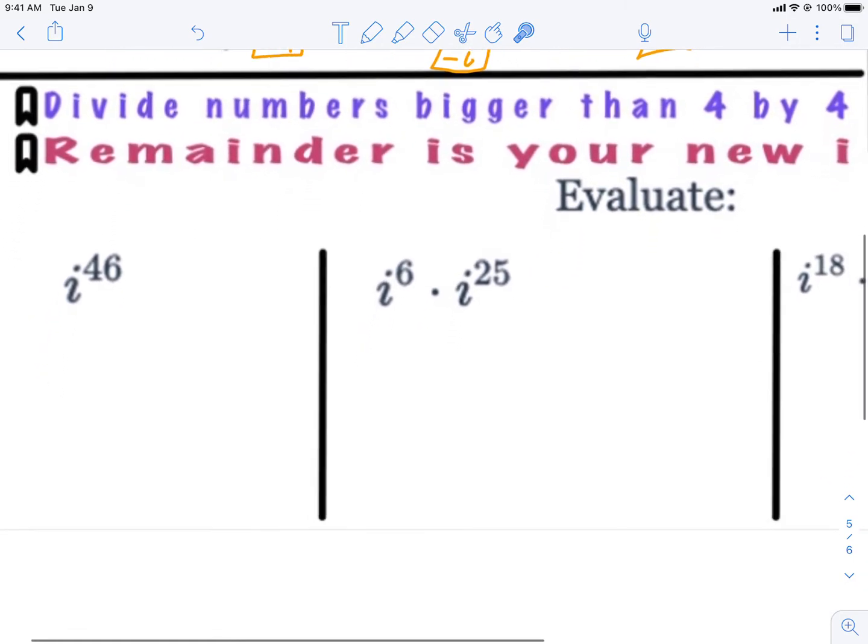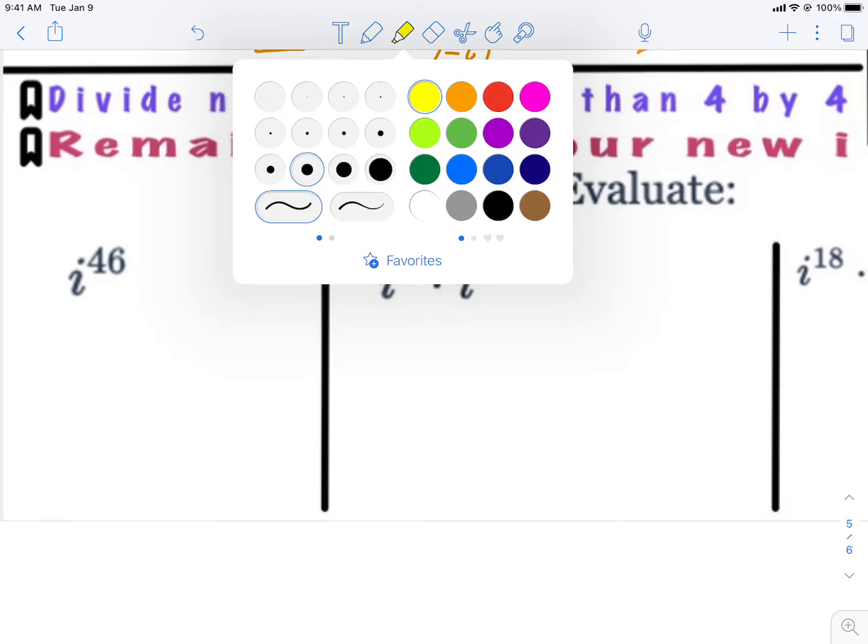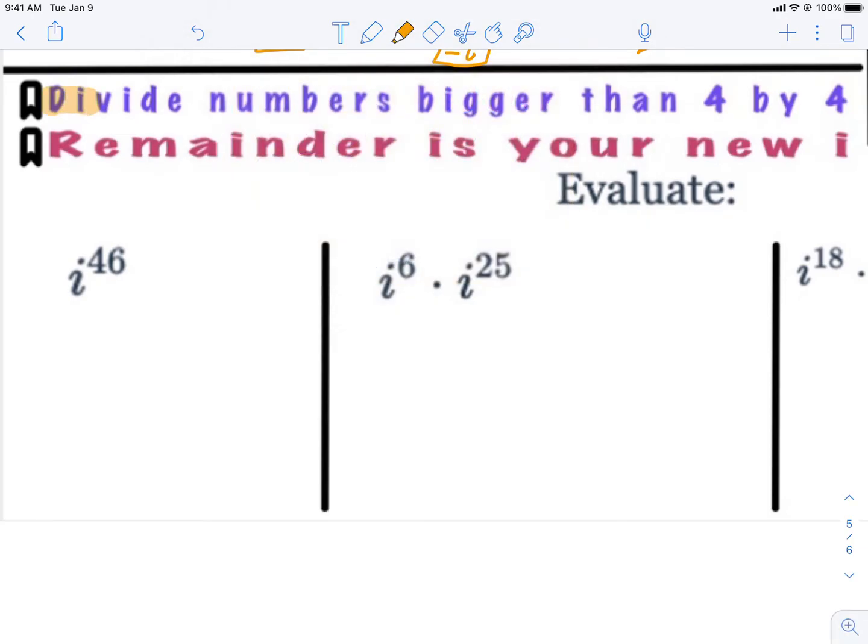So, our first part of these notes here says divide numbers bigger than 4 by 4. You'll understand what I mean about that in a second. Okay. Next, the remainder is your new I. It's your new I. Okay. So, step 1. Divide numbers bigger than 4 by 4.